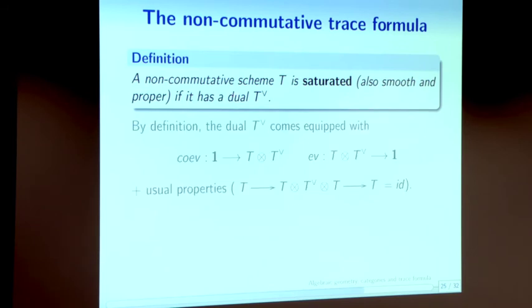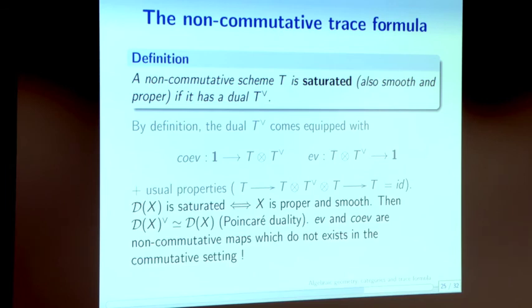And here's the gray explanation of what having a dual means. It means you have evaluation and co-evaluation maps. The important thing is that if you have X, a variety, and you look at it as a non-commutative variety, it is saturated if and only if it is smooth and proper. So it's really an extension of the usual notion. And then it is itself dual, and that's a form of Poincare duality. Now the thing is that you cannot express this in terms of X. These evaluation and co-evaluation maps are really maps inside the non-commutative world. They are not maps of commutative varieties. So it's something interesting about non-commutative varieties that they have these duals. So Poincare duality is realized directly on the space itself, not just on cohomology.